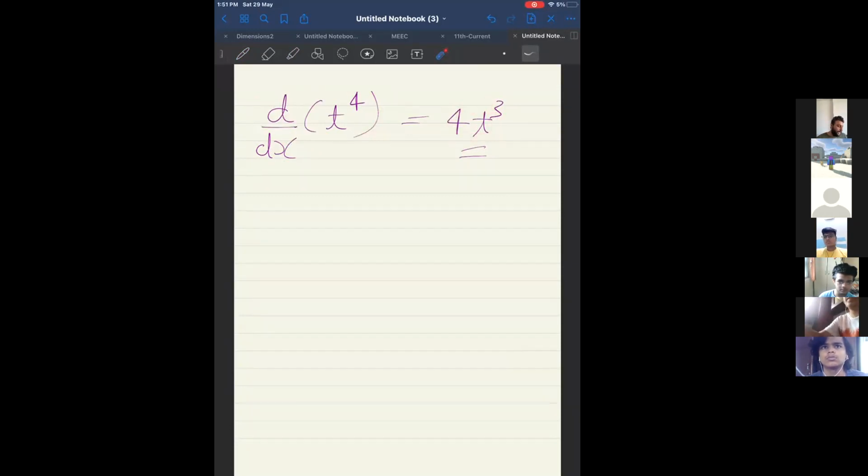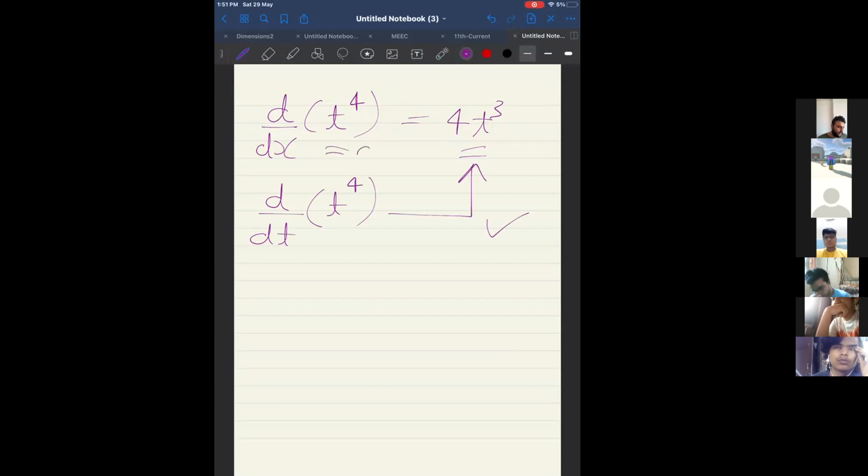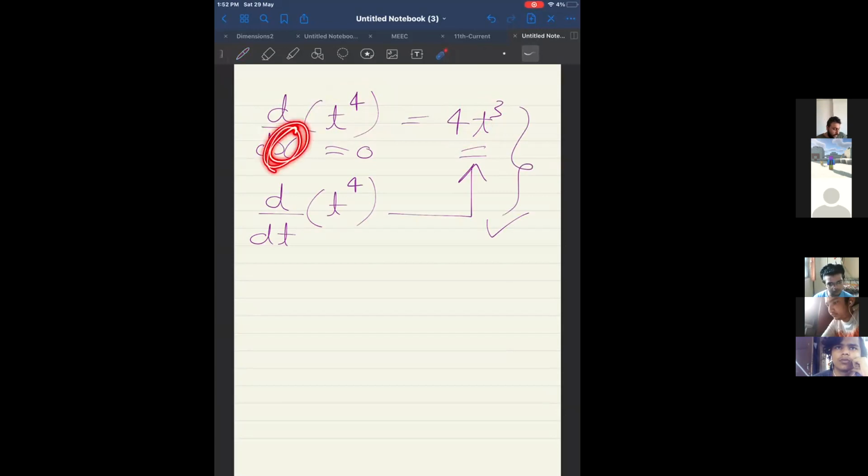Now, when would the answer be 4t cube? If it was differentiation with respect to t power 4, then my answer would be correct. But in this case, my answer has to be 0. Did you understand now? If it is not with respect to x, that term is taken as constant and it is taken as 0. So you understand the difference between these two problems. Don't directly see what is given and start differentiating. See what is given here also.